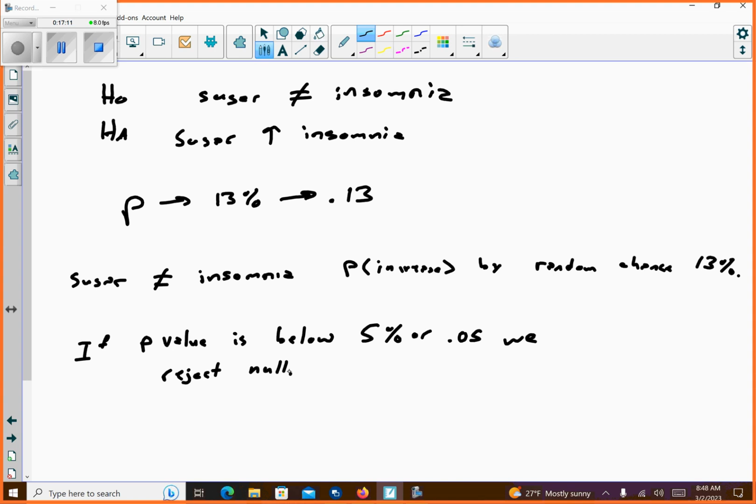So, I mean, a p-value of 0.13 is fairly low, but 0.05 or 5% versus 13% means something. So, the 5% is an acceptable value statistically that's proven to show that we have to reject the null in this case. Okay?